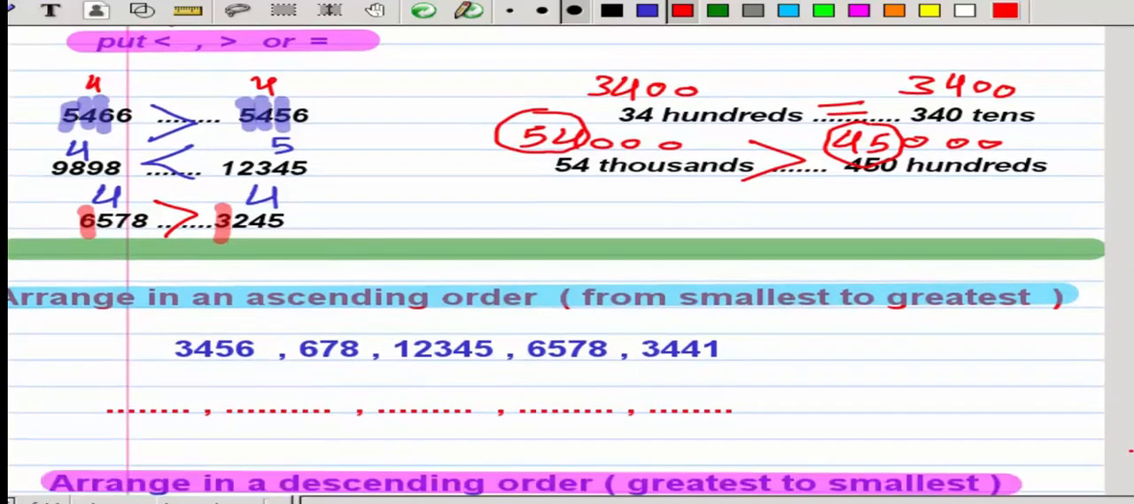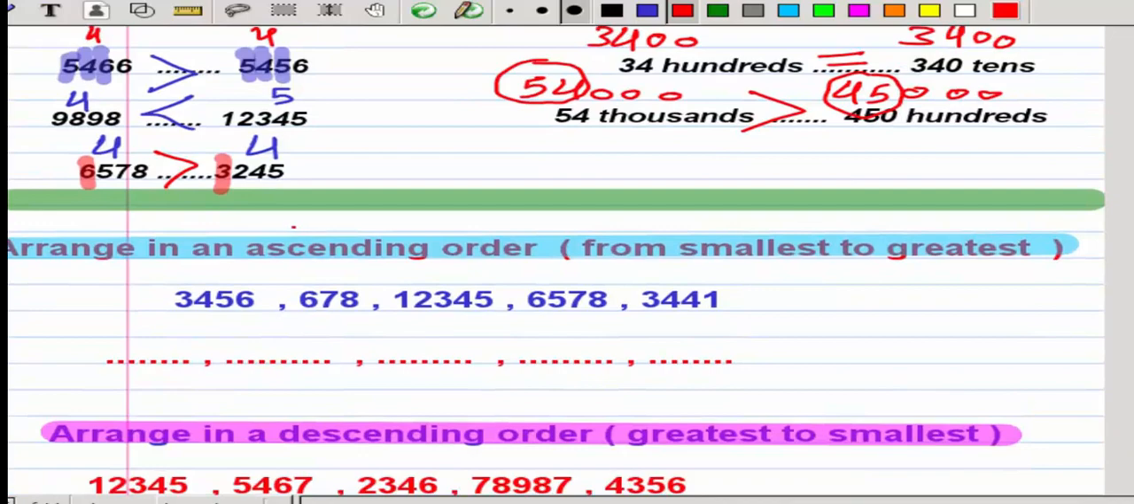In this question he said arrange in ascending order. Again he said ascending order. What's the meaning of ascending order? From smallest to greatest. We have some numbers and we want to rearrange them, but he said from smallest to greatest.